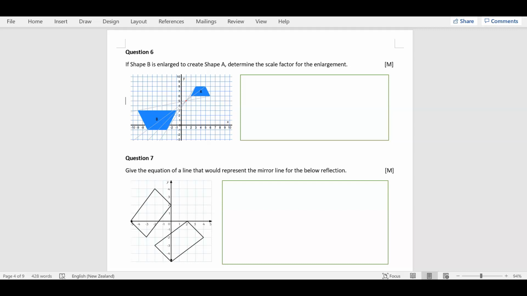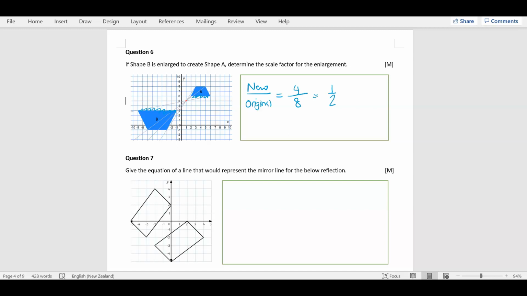The key thing is you've got to remember it's going from B to A. A few of us did it the other way around, which would have been the wrong direction, so you wouldn't have got any marks for that. But let's have a look. The way I think about scale factors, it's always new divided by original. In our case, the new shape A had a base of 4, and the original shape B had a base of 8. That is going to be 1/2.